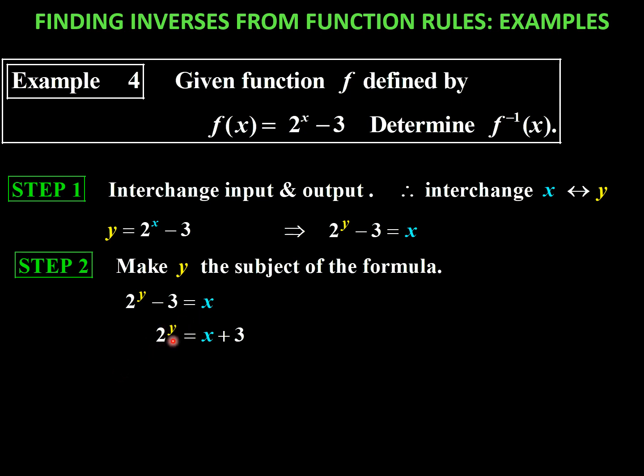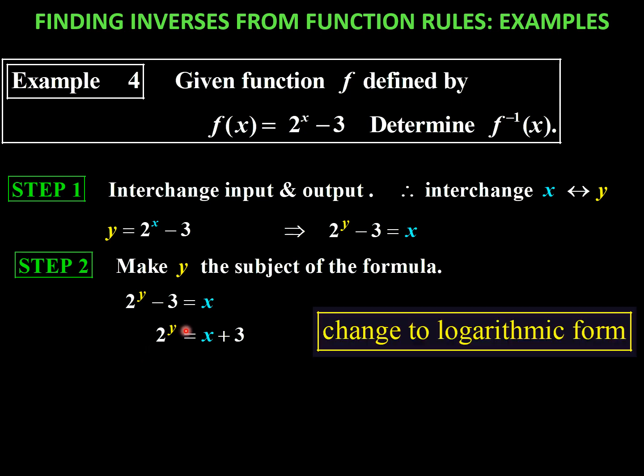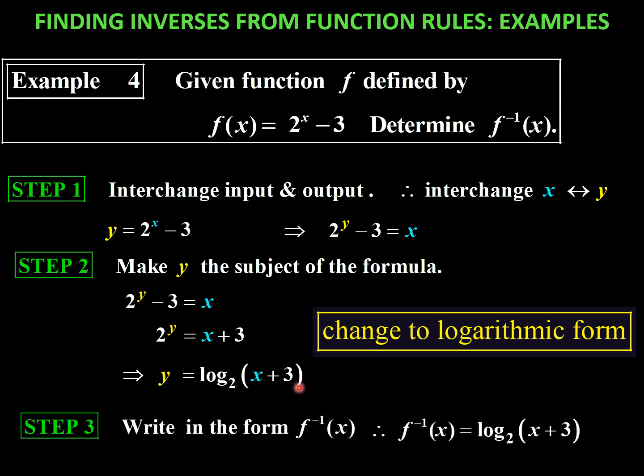So here the base is 2, so I'm going to take a logarithm with a base of 2. And that we write as, so I have to change it from exponential to logarithmic form. So that becomes y, and that becomes log. If the base is 2, let's put the base 2 there, and then just open a bracket, and then you have x plus 3. Okay. So then we write it in the required form.